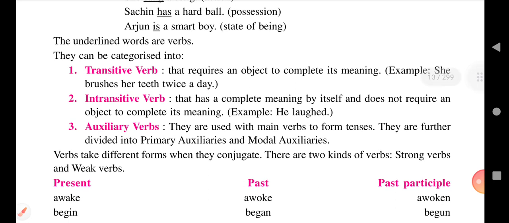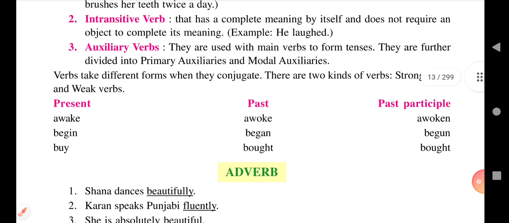Verbs take different forms when they conjugate. There are two kinds of verbs: strong verbs and weak verbs. Present: awake, begin, buy. Past: awoke, began, bought. Past participle: awoken, begun, bought.